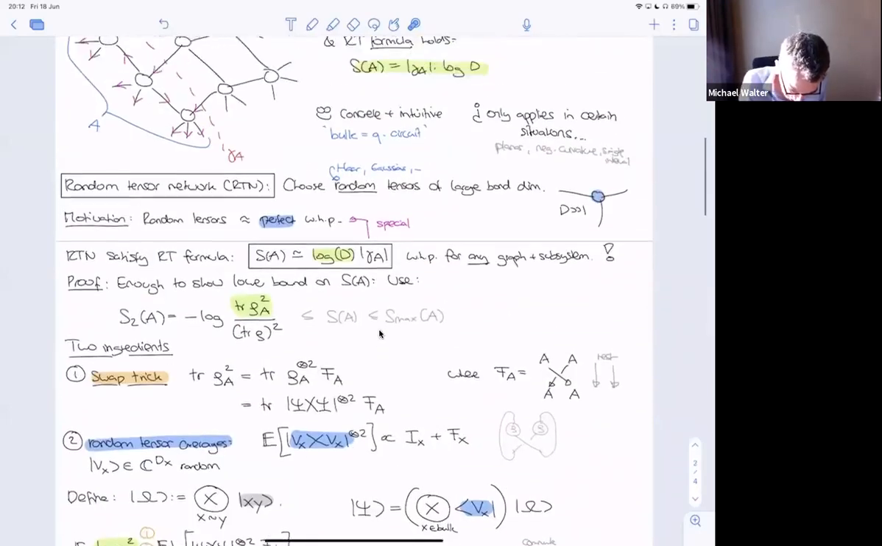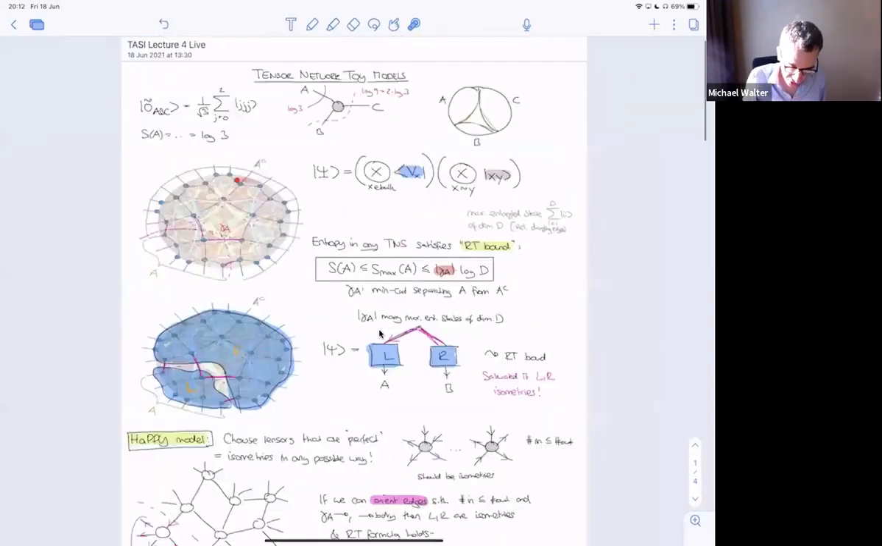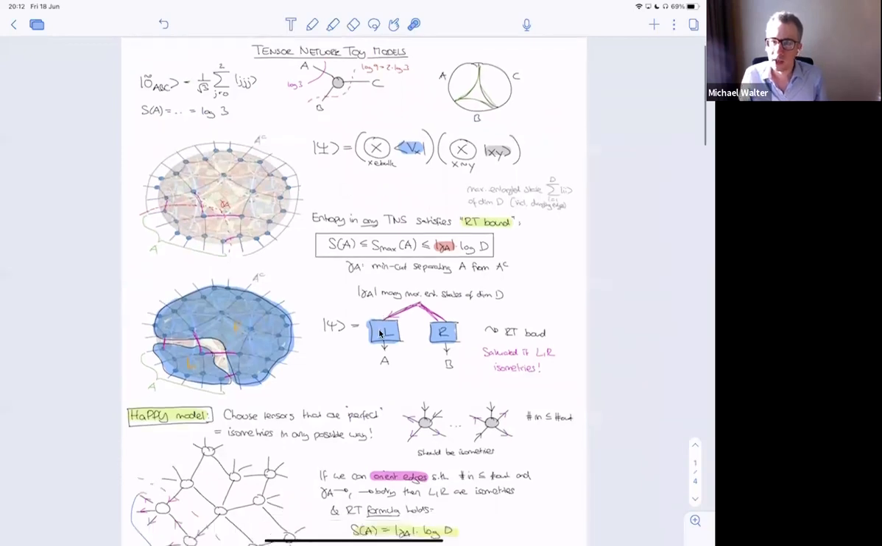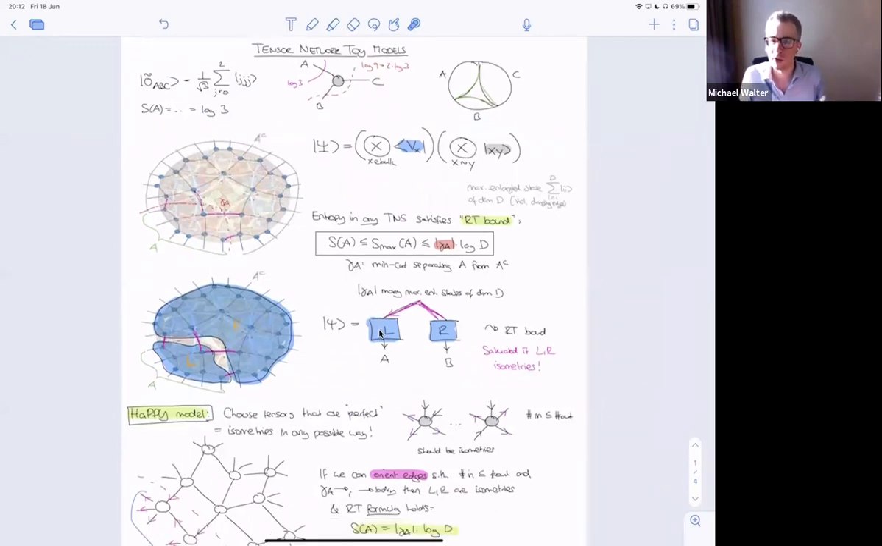Yeah, it's a bit unfortunate that I spent too much of today just talking about states. The same would be true in this HaPPY model, right?